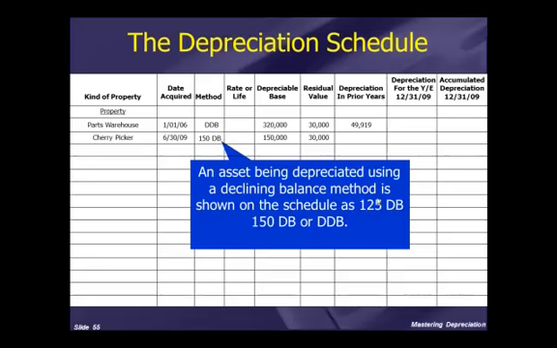Over here we have a depreciation schedule. They have added to it ones that are using the declining balance method. The parts warehouse has DDB, double declining balance, or 200 DB. The cherry picker is 150 DB, which is 1.5 times the straight line rate. Notice the cherry picker was acquired in the year 2009.